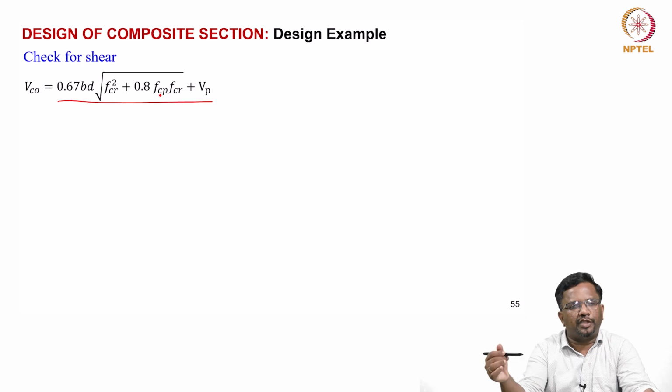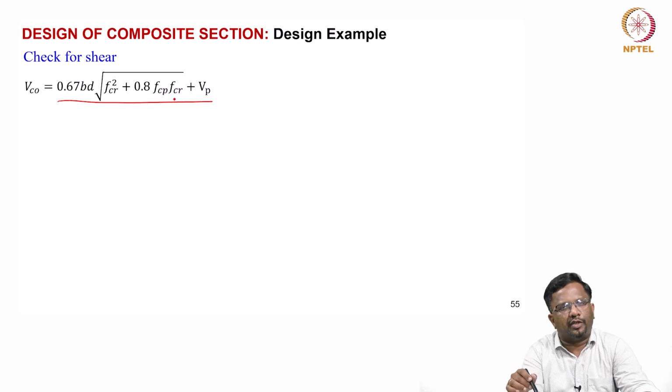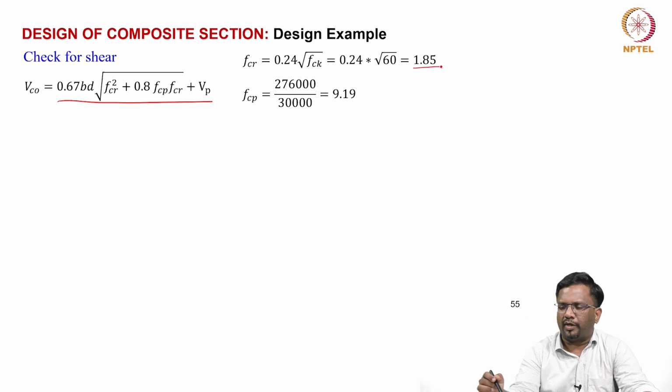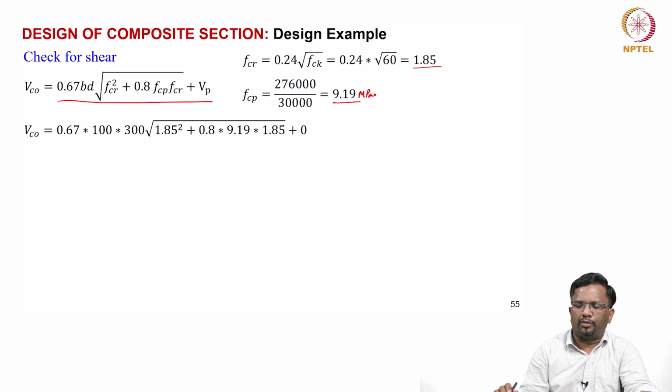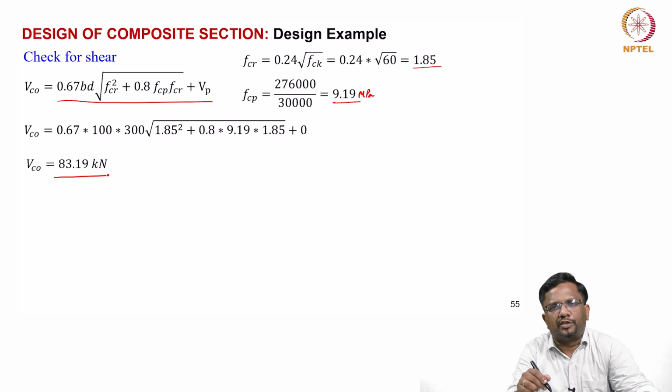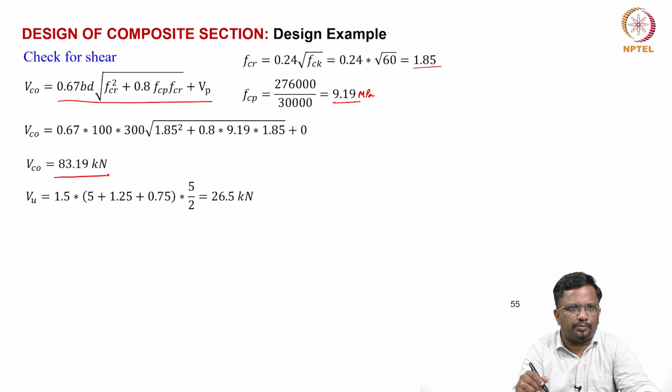So FCP is the pre-stress that we put, FCR is the modulus of rupture, and VP is the vertical component of the pre-stressing cable. So you substitute, FCR is 0.24 into square root of FCK, which is 1.89, and FCP is 276,000 divided by 30,000, which is 9.19 megapascal. So you substitute all of them, you get your diagonal web shear capacity as 83.19 kilonewton.